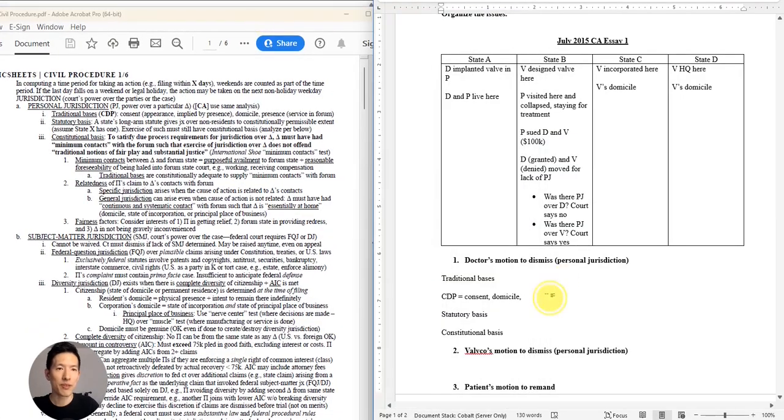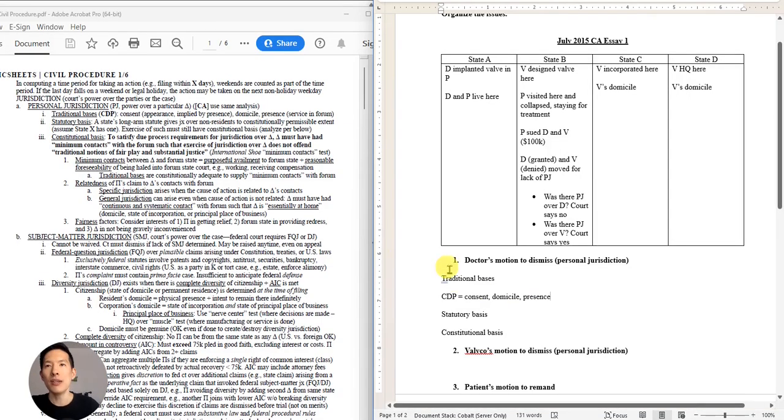Presence, okay? And do these mean anything? Yeah, consent is stuff like you got called into court, you make an appearance. Domicile for a person, that's like where you live, like permanently. Presence is you're there, I guess. So, okay, so doctor, do we have consent?